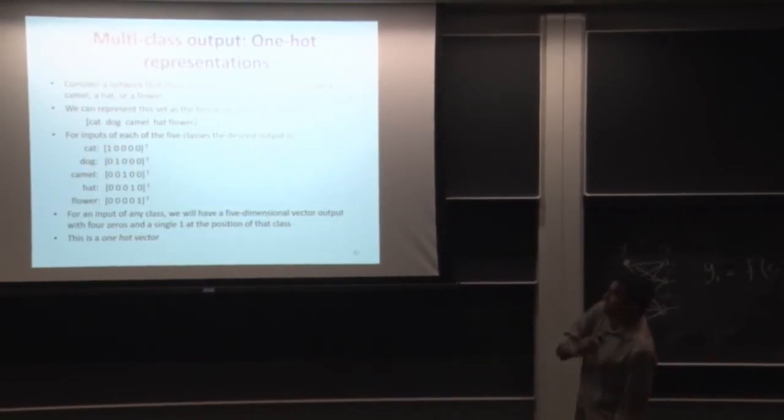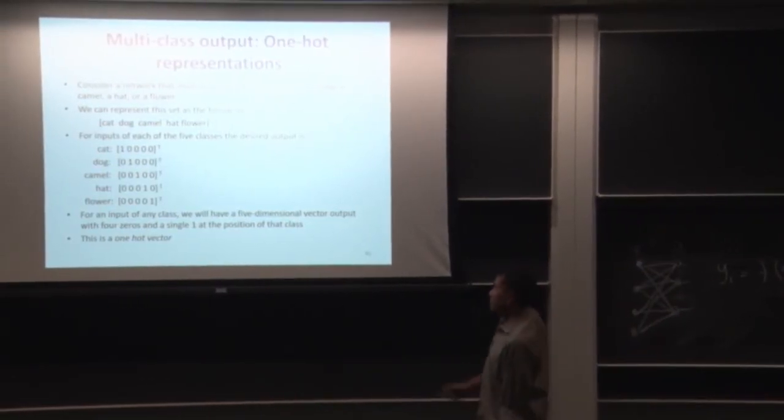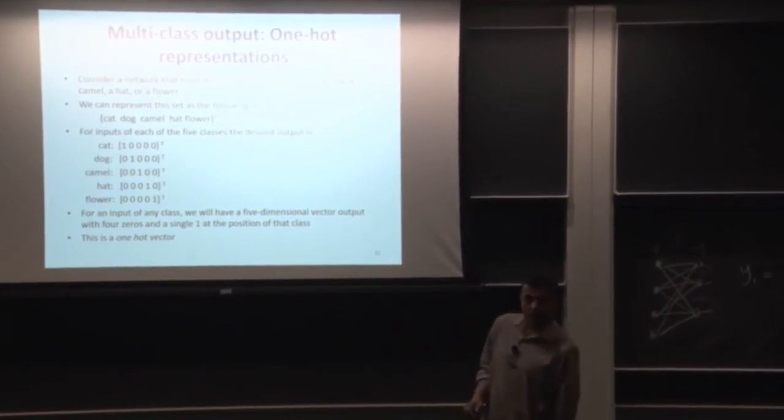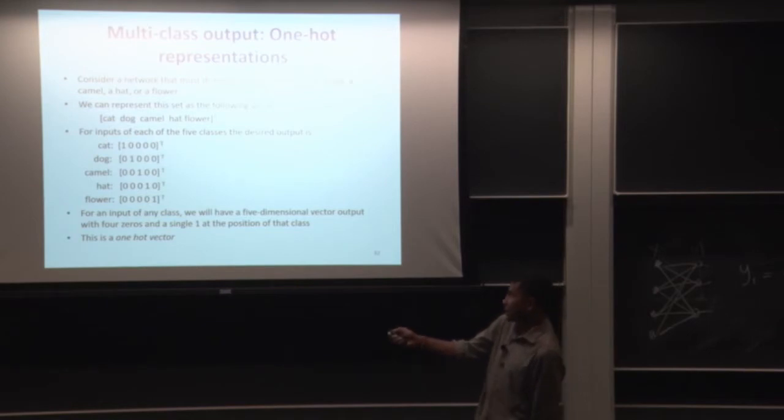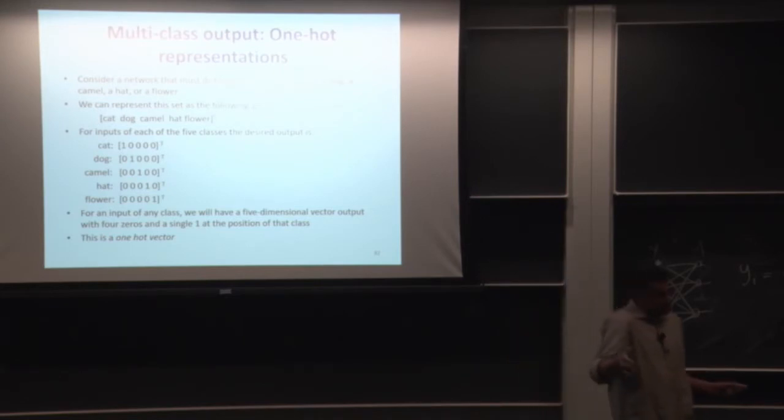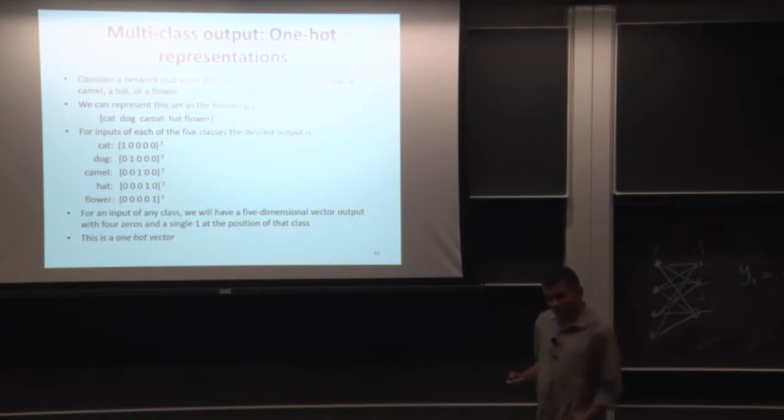Now, if I have vector outputs, meaning suppose I'm performing multi-class classification, like deciding if the picture is that of a cat, a dog, a camel, a hat, or a flower. Now, I will arrange all of my classes in some pre-specified order, like cat, dog, camel, hat, flower. This has 5 components. So each output is now going to be a 5-component vector.